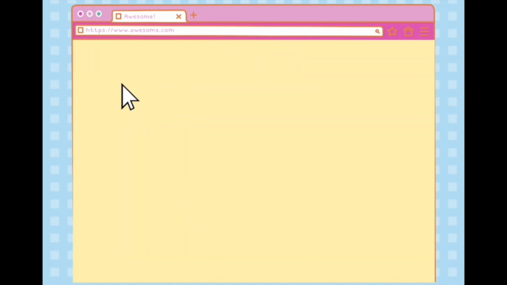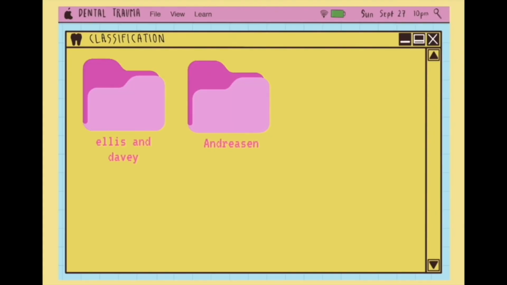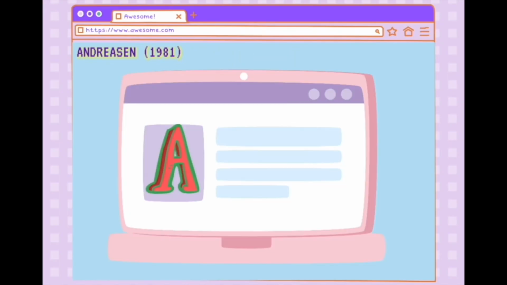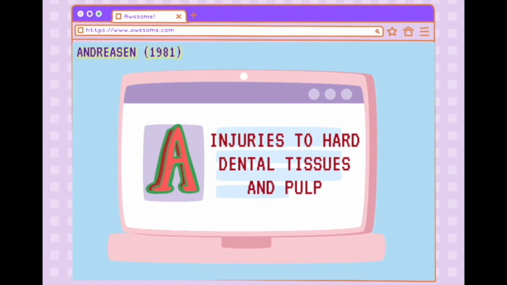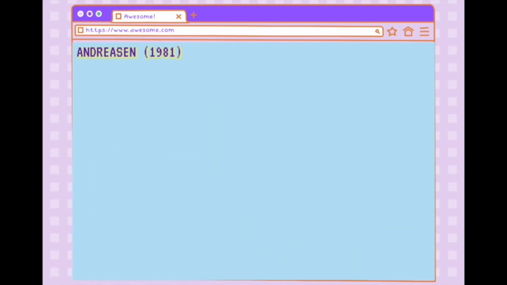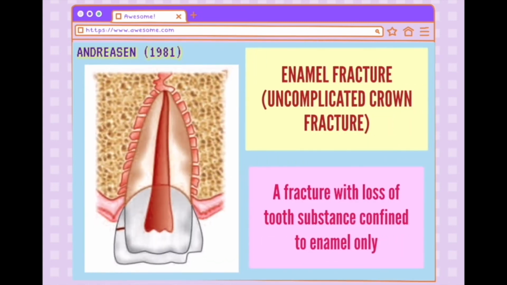Let's now talk about Andreasen's classification in 1981. It basically has 4 categories. And the first category is the injuries to hard dental tissues and the pulp. The first one is enamel infraction. It is the incomplete fracture or crack of the enamel without loss of tooth substance. Enamel fracture or uncomplicated crown fracture.